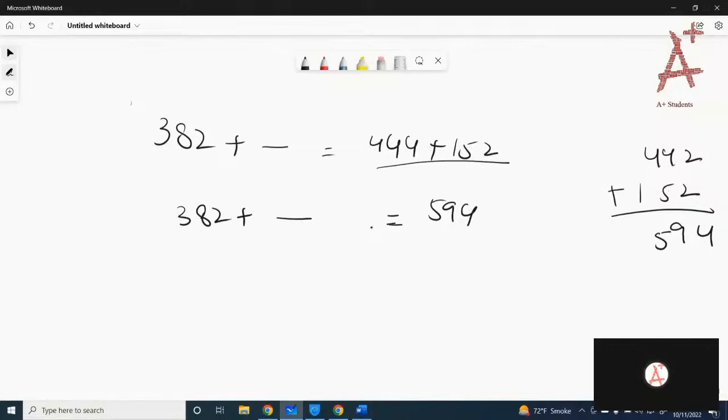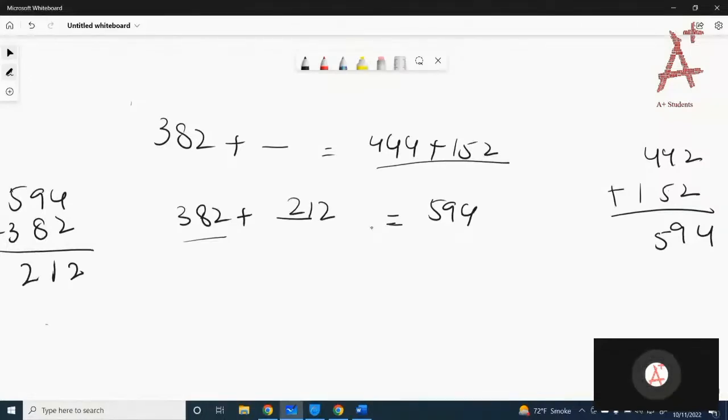You have a sum and a number missing. So just subtract the given number out of the sum. So you need to subtract 382 out of 594. Got it? 4 subtract 2 is 2, 9 subtract 8 is 1, and 5 subtract 3 is 2. That means when you add 212 to 382, it would be the same as 594.